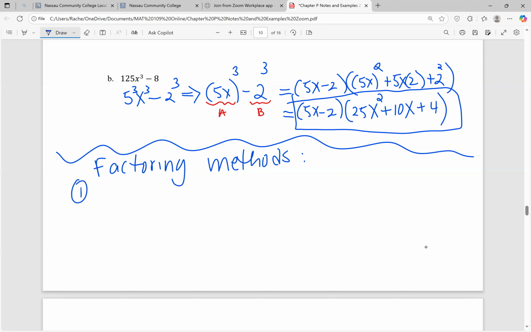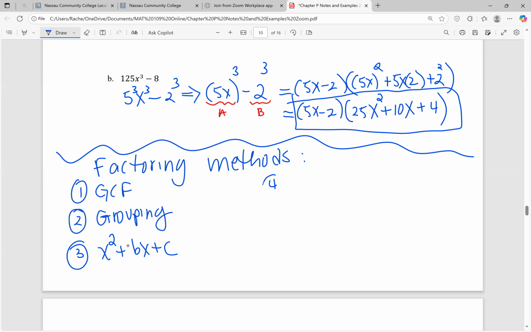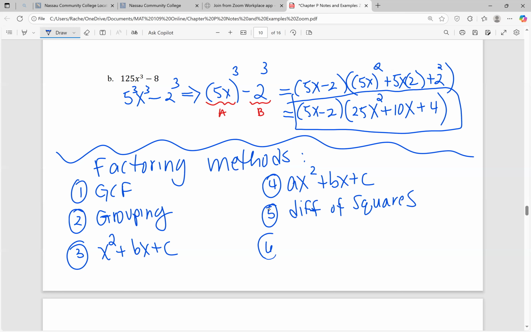So we have factoring out a GCF. We have grouping. We have factoring a polynomial in the form x squared plus bx plus c. We can use the AC method to factor ax squared plus bx plus c. We have difference of squares. And we also have the sum or difference of cubes.